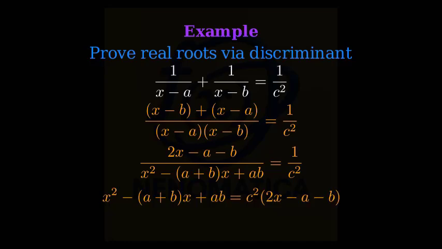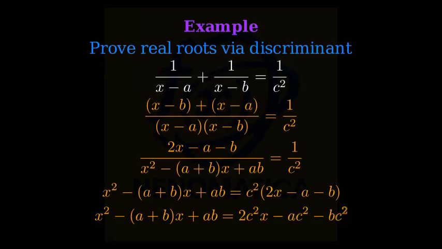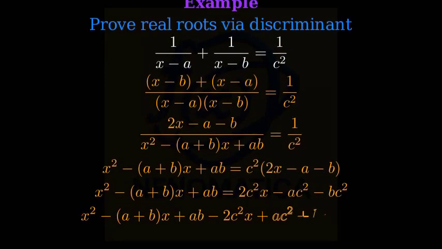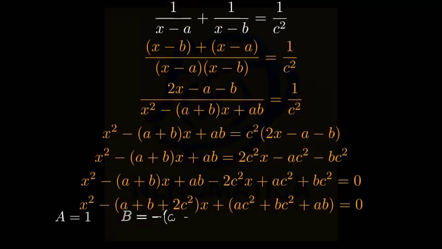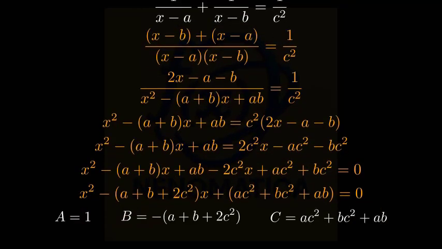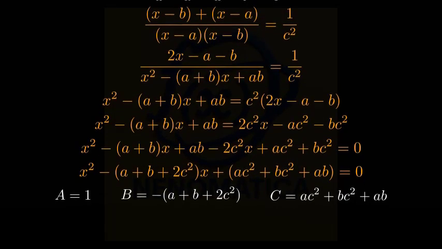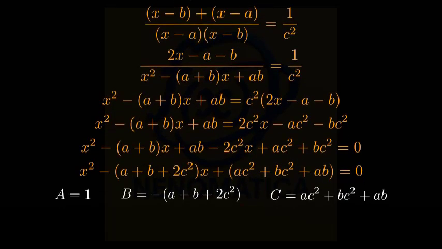Now move all terms to the left side to form a standard quadratic equal to 0. Then group the x terms together and the constants together. Now identify the coefficients. a equals 1, b equals −(a + b + 2c²). c equals ac² + bc² + ab.